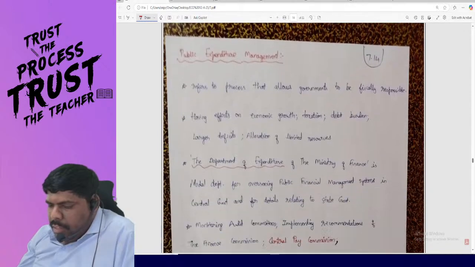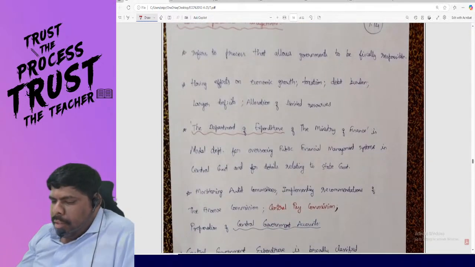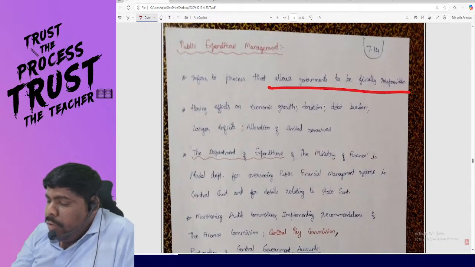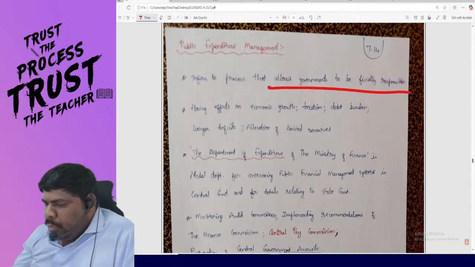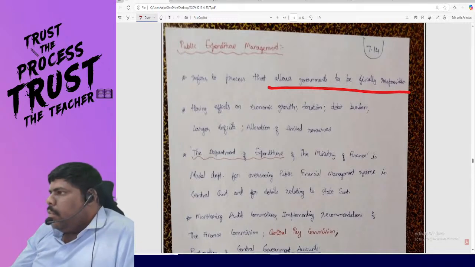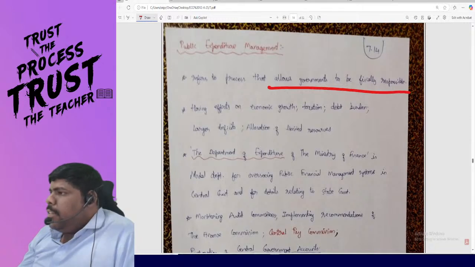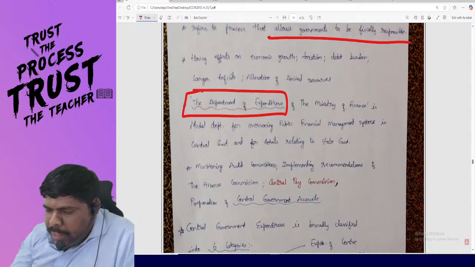Then comes public expenditure management. This is where economics has a huge role. Public expenditure management means a process that allows the government to be financially responsible. See how the government behaves responsibly in spending the amount available with them. It is how you spend the money that comes to your hand. It is public expenditure management, not public debt management. There is a separate department under the Ministry of Finance. It was not asked last time, but you can expect this.